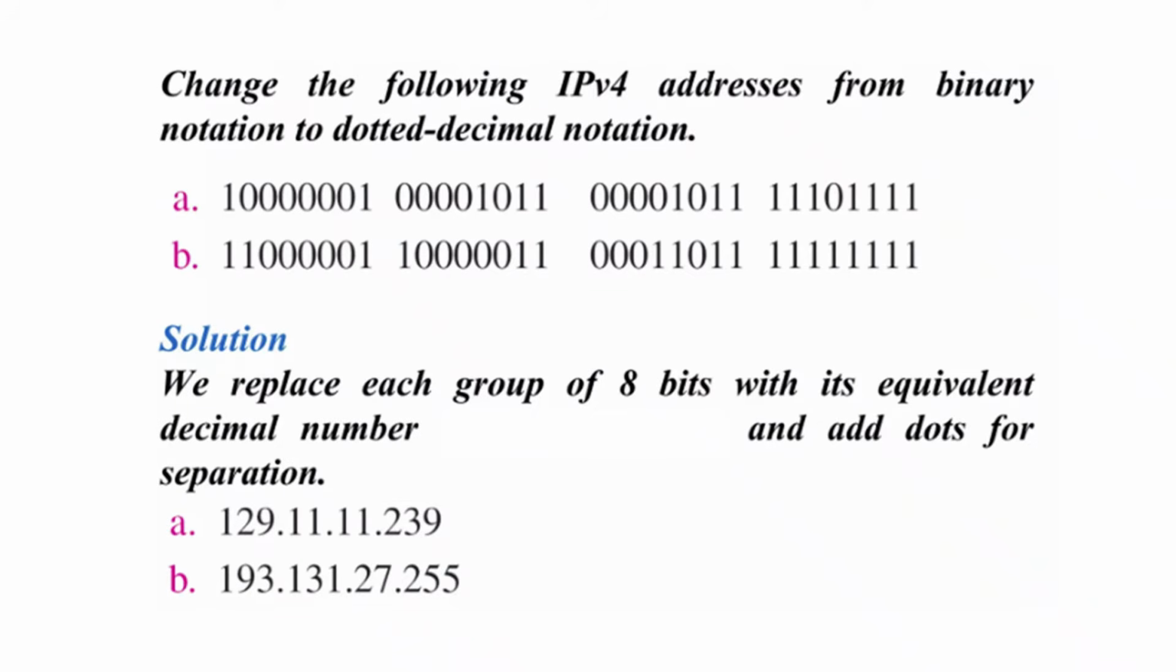So this IP address is divided into 4 parts. This is part 1, this is part 2, this is part 3, and this is part 4. So you have to find the decimal equivalent of these 4 parts. Then you will get the IPv4 address in dotted decimal notation. So we replace each group of 8 bits with its equivalent decimal number and add dots for separation between each part.